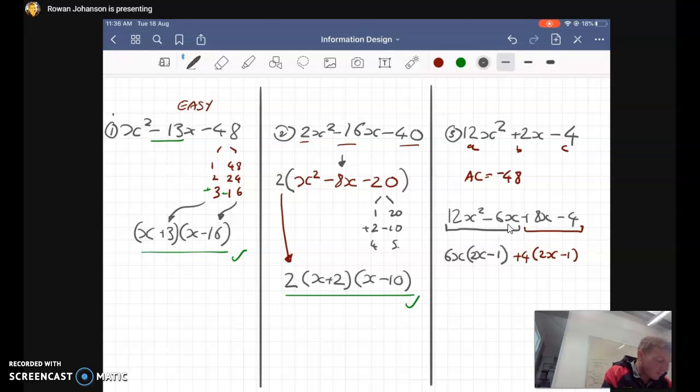And now what I'm going to do is combine the ones in front of the brackets into one bracket. 6x plus 4 is one bracket. And then I keep the 2x minus 1 as the second bracket. And that's it. All done.